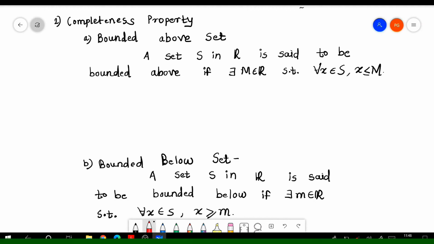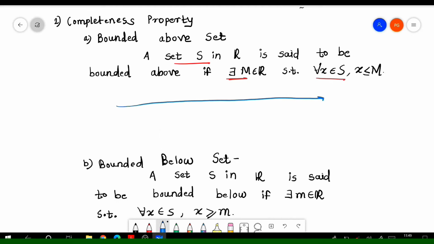So let us see what is the completeness property. To understand the completeness property, we have to understand a few terms first. So let's see, bounded above set. A set S in R is said to be bounded above if there exists M belonging to R such that for every x belonging to S, x is less than or equal to M.